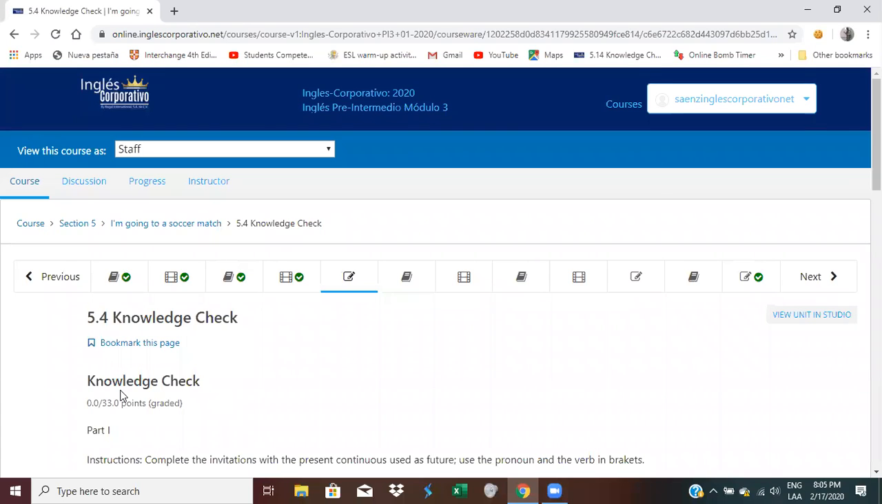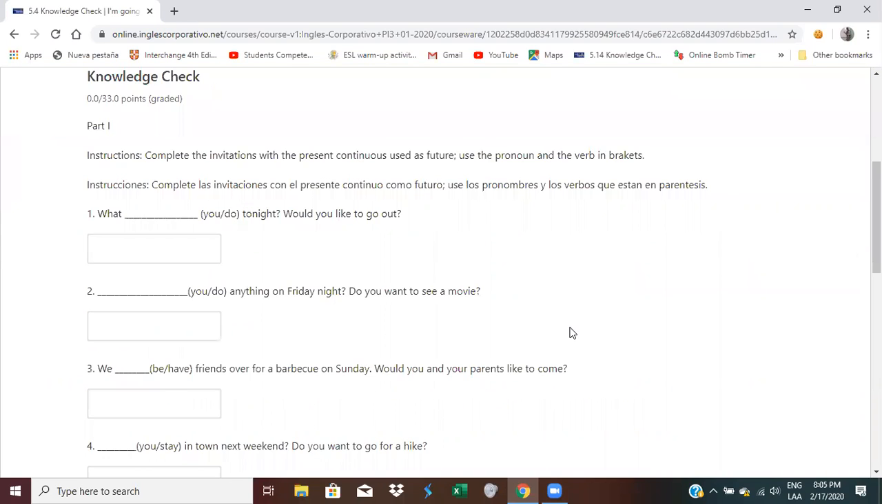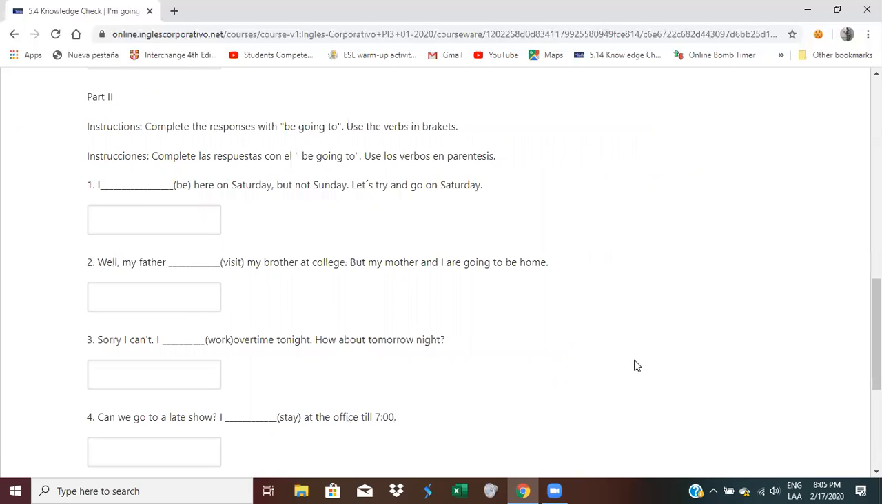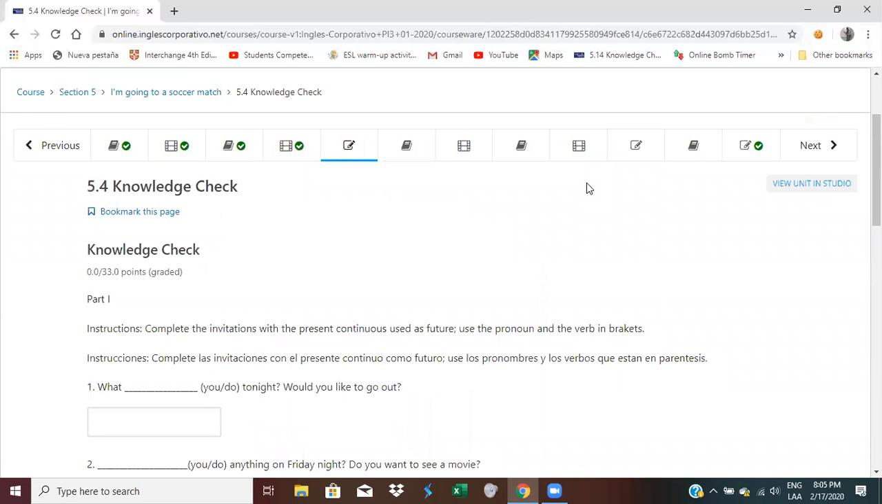Instructions. Complete the invitations with the present continuous used as future. Use the pronoun and the verb in brackets. Instrucciones. Complete las invitaciones con el presente continuo como futuro. Use los pronombres y los verbos que están en paréntesis. So, in this case, you are going to complete the invitations. You have 10 minutes, and I want you to finish the whole thing. 10 minutes. Okay.